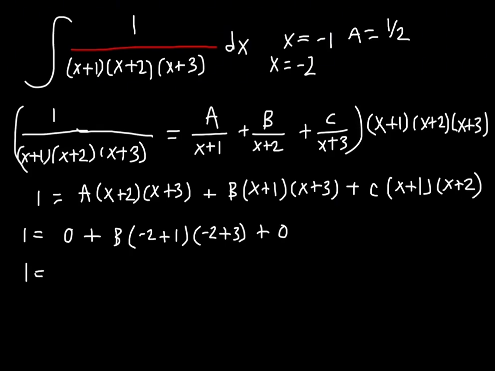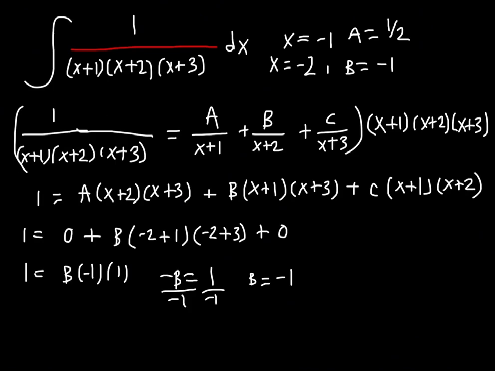1 is equal to, so -2 plus 1, this is just -1. So b times -1 times -2 plus 3, which is just 1. This gives b equals 1 times -1... so divide by -1, divide by -1. b is equal to -1. So when x is -2, b is equal to -1.